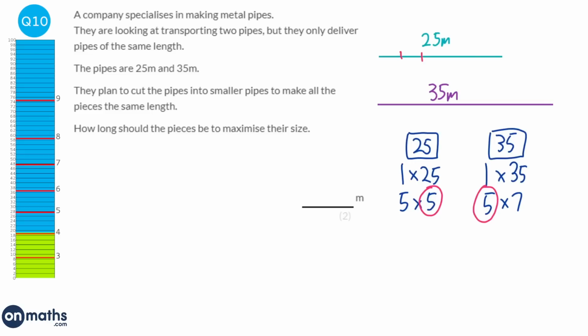So 1, 2, 3, 4, not to scale, and then 7 of these. So 1, 2, 3, 4, 5, 6, and so there's 7 in total. Each of these is 5 meters long, and there's no wastage. That's the longest we can make the pipes for there to be no wastage at all. So my answer is 5 meters.